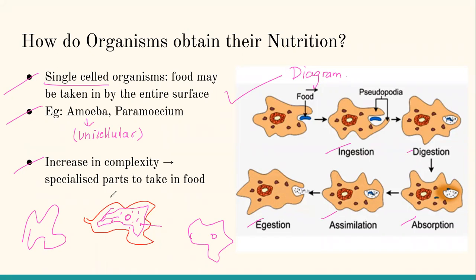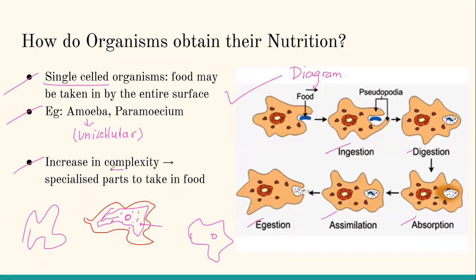So there's no special organ. There are no digestive juices as such which are being secreted. This is possible only when the organism is very simple and does not have a very complex structure.